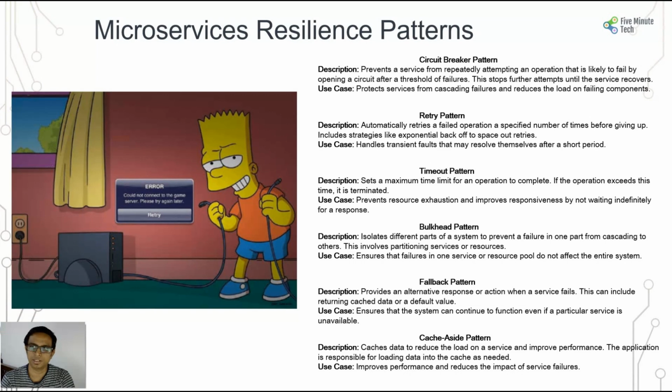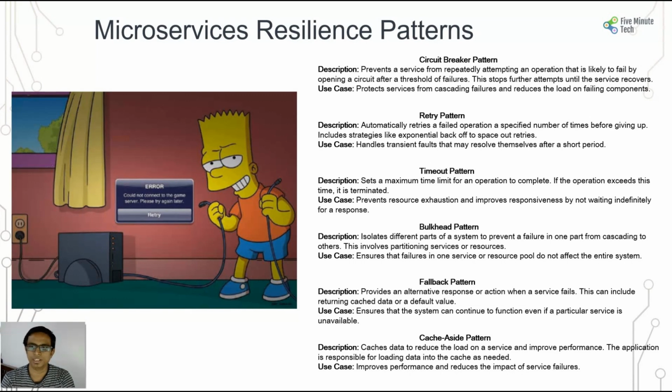The retry pattern automatically retries a failed operation a specified number of times. We can configure that before giving up. It handles transient faults that may resolve themselves after a short period of time, like a network issue and all these things. The timeout pattern is where we set a maximum time limit for an operation to complete. If the operation exceeds this time, then it is terminated. It prevents resource exhaustion and improves responsiveness by not waiting indefinitely for a response.